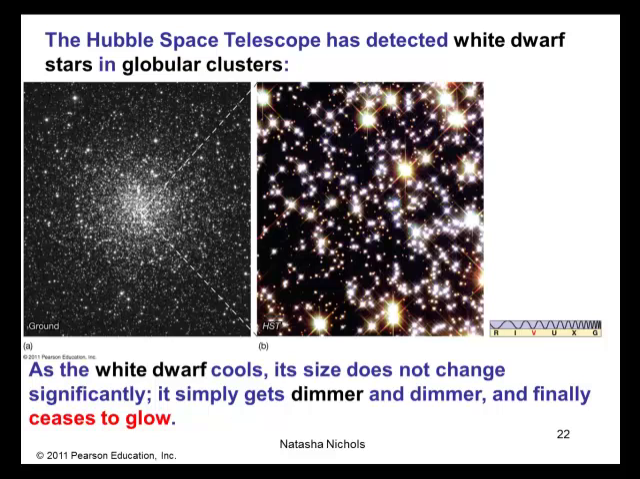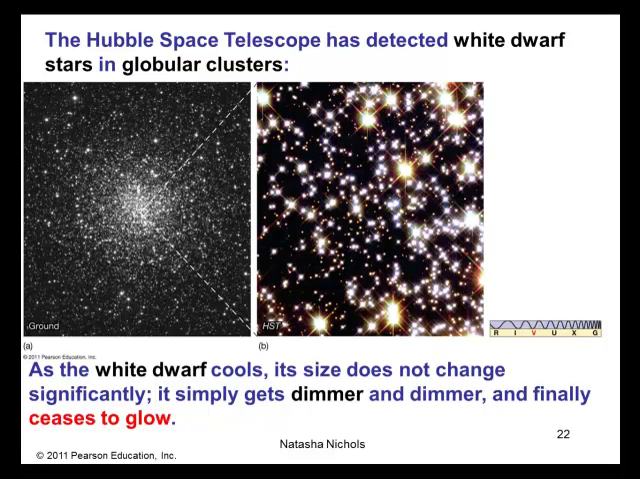The Hubble Space Telescope has detected white dwarf stars in globular clusters. In frame A here, you see the globular cluster M4. It's about 1700 parsecs away, and it spans about 16 parsecs. In frame B, we have a peek at M4's suburbs by the Hubble Space Telescope, and we can clearly see 100 white dwarfs within a small 0.2 square parsec region.